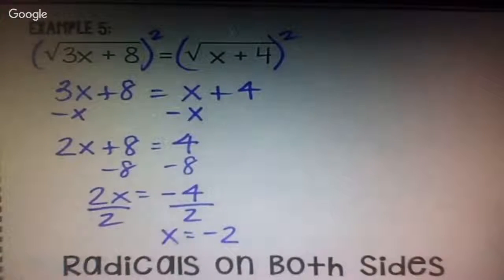Again, check yourself. When you plug in negative 2 to the left-hand side, you have the square root of what? 3 times negative 2 is negative 6 plus 8 is 2. On the right-hand side, if I plug in negative 2, I get the square root of 2. Are they the same? Yes. Golden.